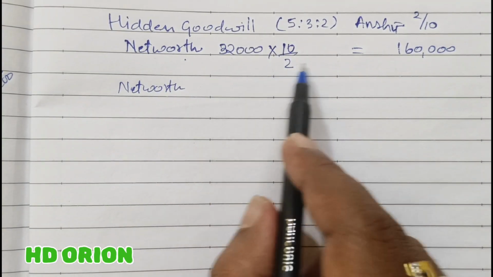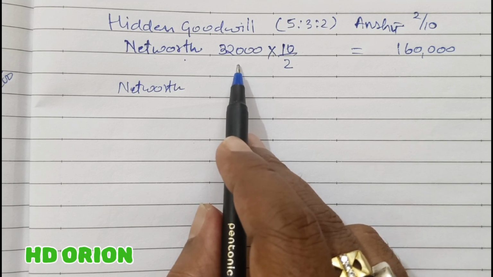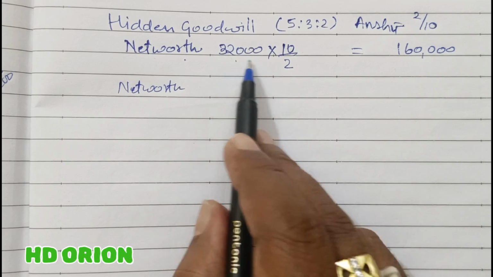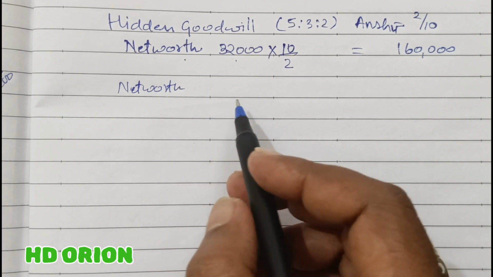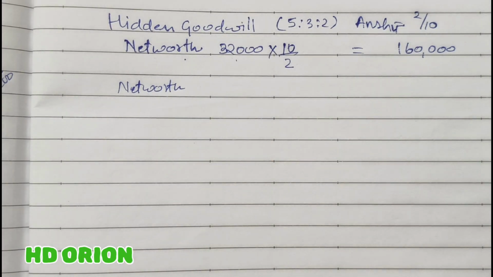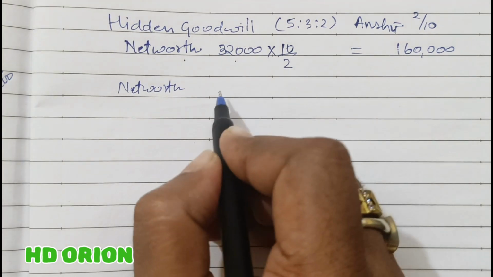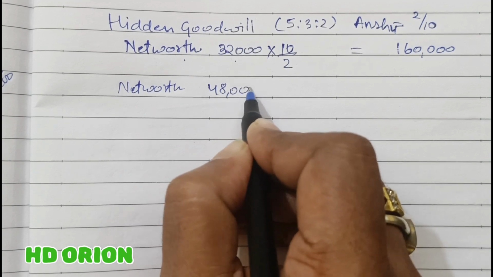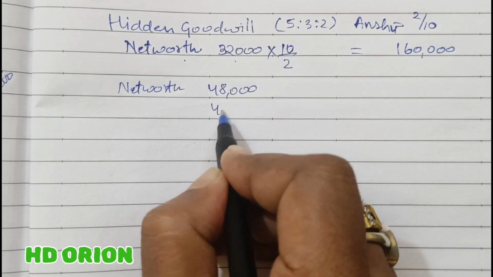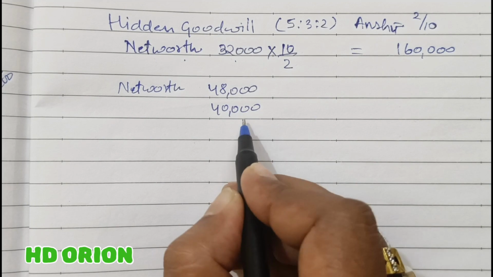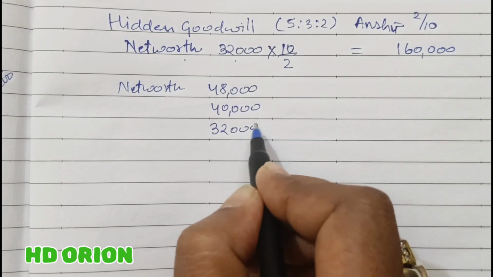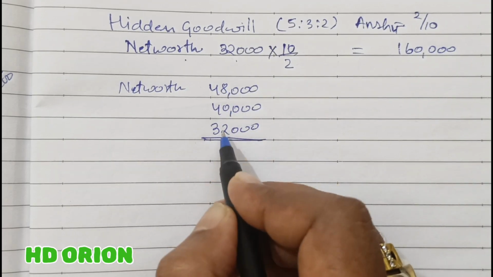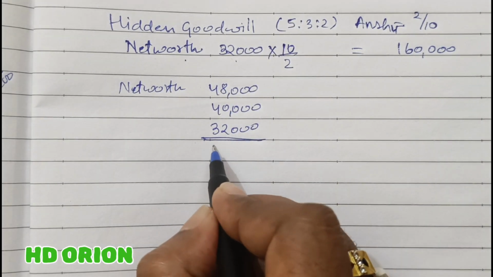This is the expected net worth with goodwill based on the new partner's capital and his profit sharing ratio. But actual net worth is the sum total of capitals of all the partners. So first partner Deepika's capital is rupees 48,000. Then Rajshri's capital is rupees 40,000, and new partner Anshu's capital is rupees 32,000. Now total of this is how much? Total of this is rupees 1,20,000.